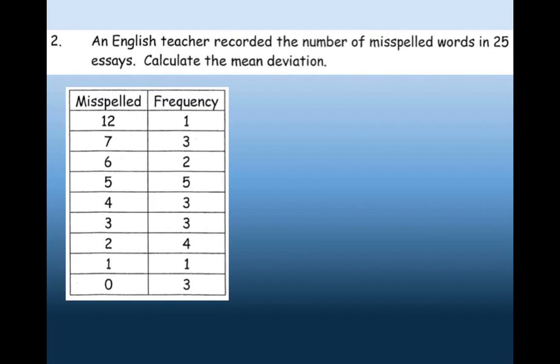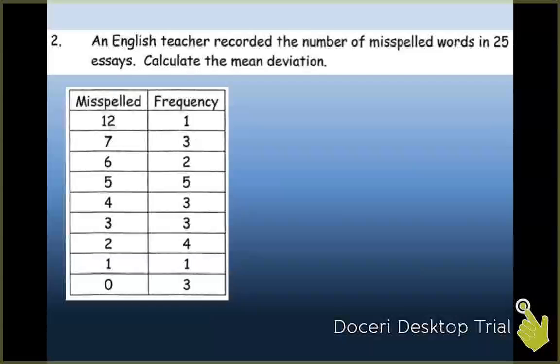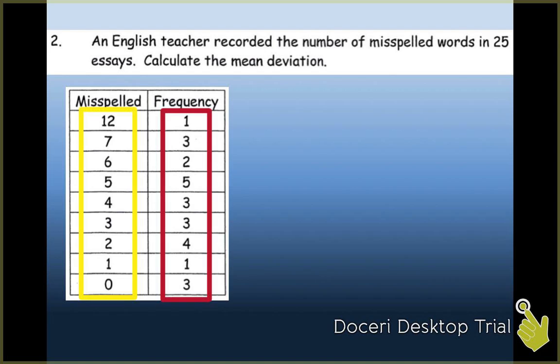So it says an English teacher recorded the number of misspelled words in 25 essays. Calculate the mean deviation. Now this confused a couple people the other day because this is actually a frequency table. What this means is that this first set here is the number of errors, and this second set is how many times that number came up.